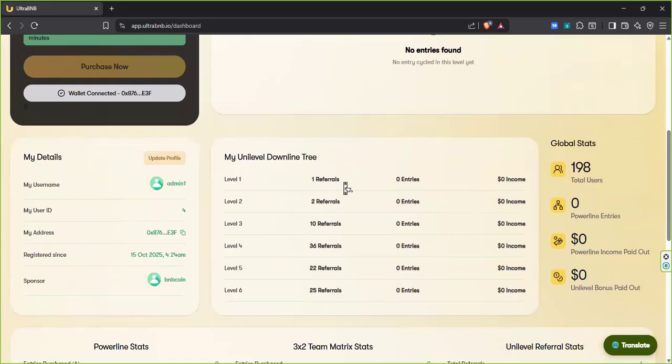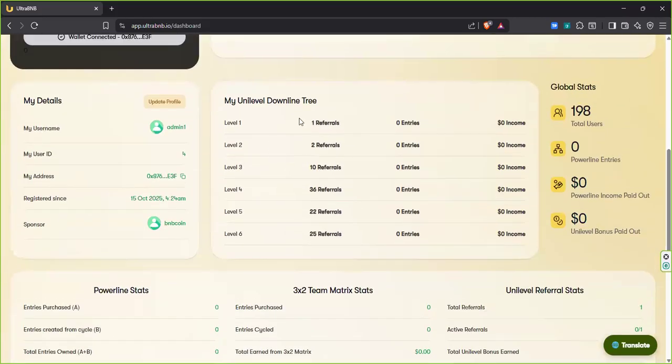Now let's take a look at my unilevel downline tree. Okay, before we get to that, let's take a look at my details. With my details, you have your username, your ID, your wallet address, which is connected to the DApp, the day you registered, and your sponsor. All right. Then next to that is my unilevel downline tree.